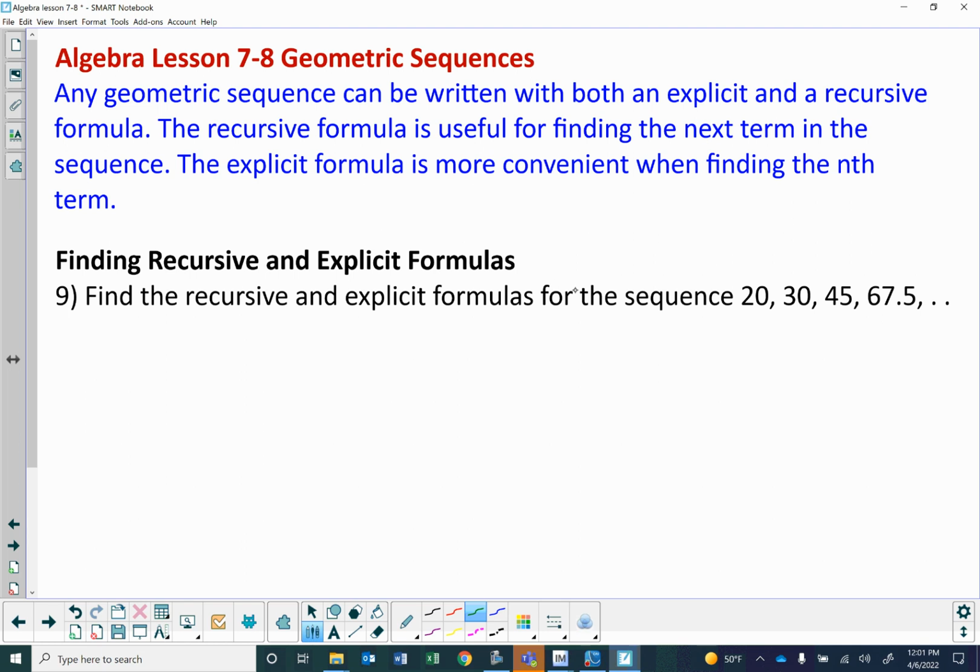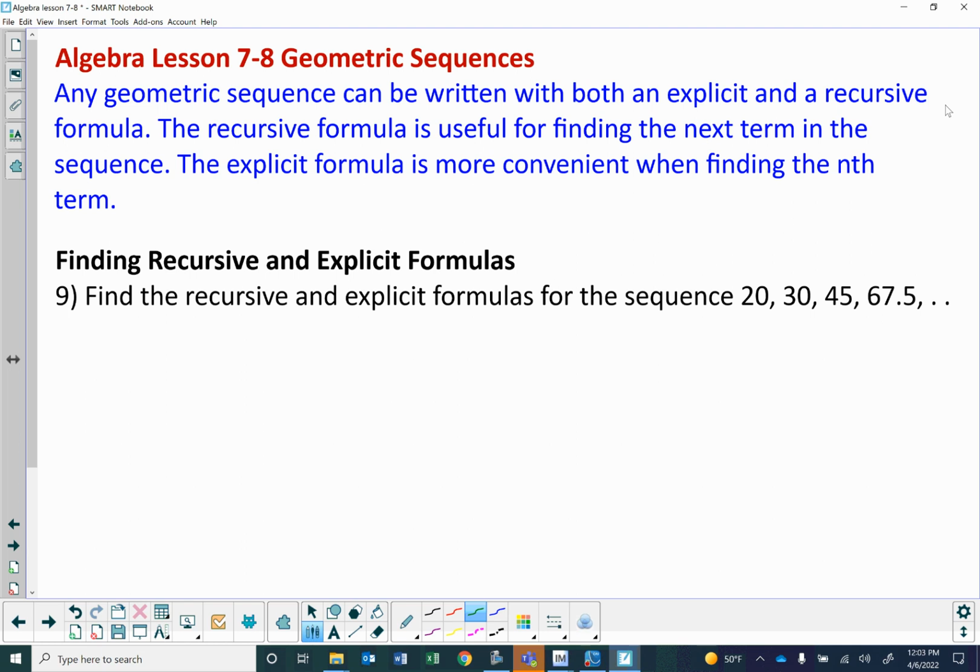Okay. Any geometric sequence can be written with both an explicit and a recursive formula. The recursive formula is useful for finding the next term in the sequence if you only have to find one or two terms. The explicit formula is more convenient if you need to find any term, the nth term, the first term, the sixth term, the 12th term. I will teach the recursive formula, we'll practice it a little bit, but I'm going to focus more on the explicit formula because the explicit formula is more helpful and I think more useful.